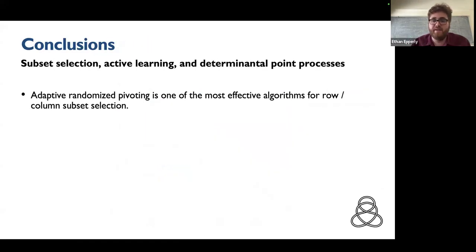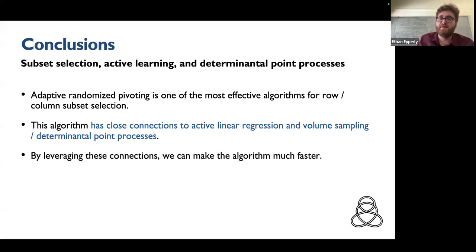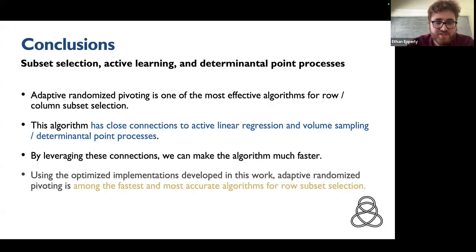All right, a lot of material. Let me summarize. Adaptive randomized pivoting is one of the most effective algorithms for row or column subset selection. And as we've seen, this algorithm has close connections to active linear regression and volume sampling / determinantal point process sampling. By leveraging these connections, we have made the algorithm significantly faster. In particular, using the optimized implementations developed in this work, adaptive randomized pivoting is among the fastest and most accurate algorithms for row subset selection.